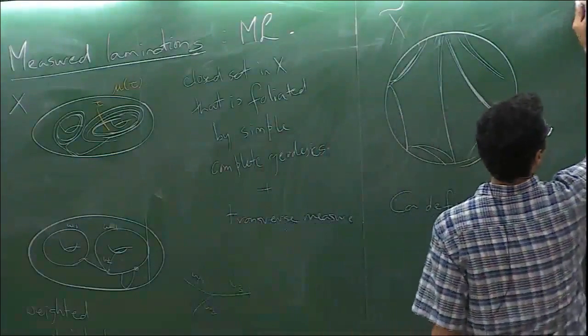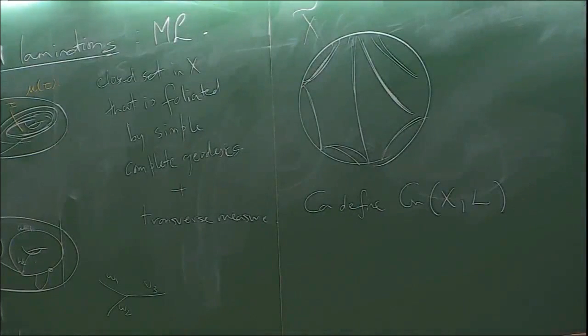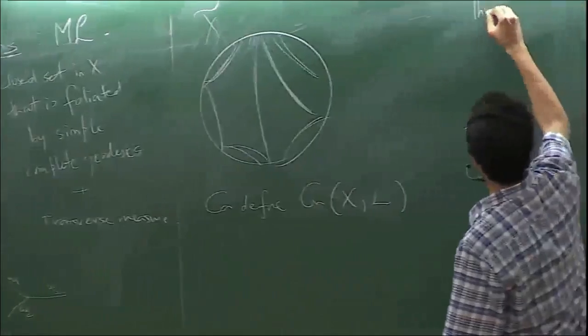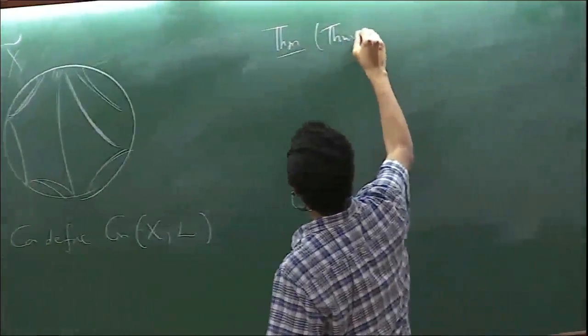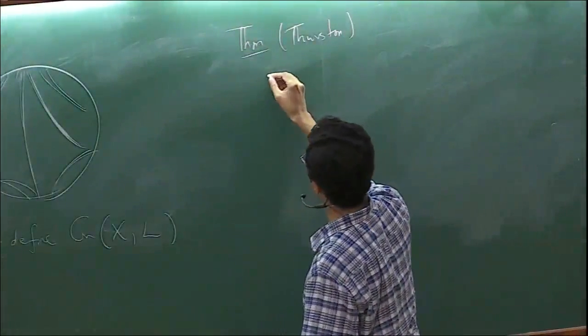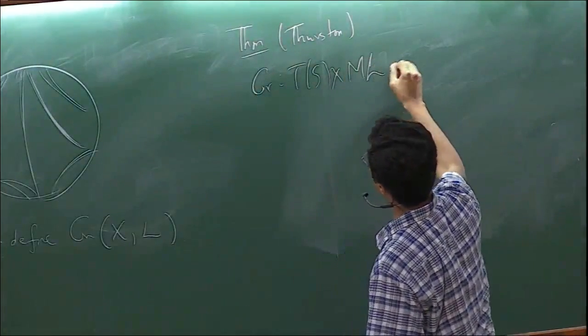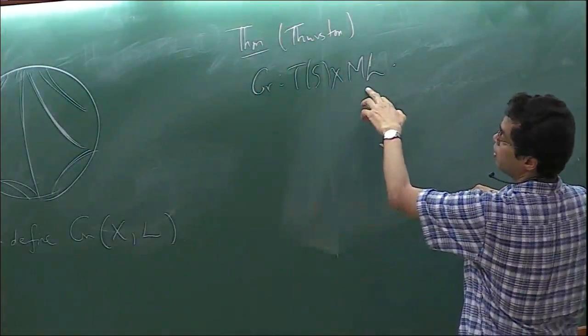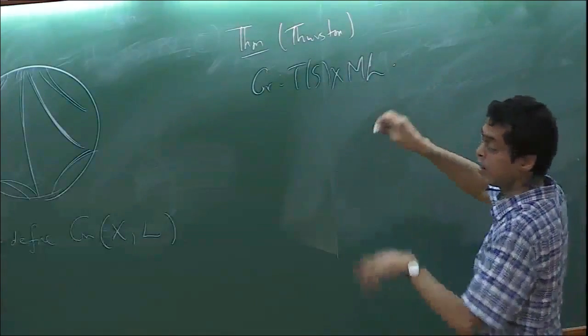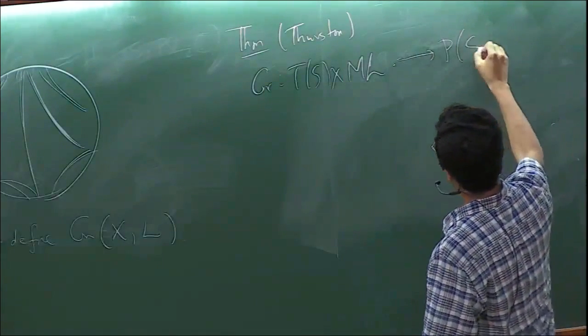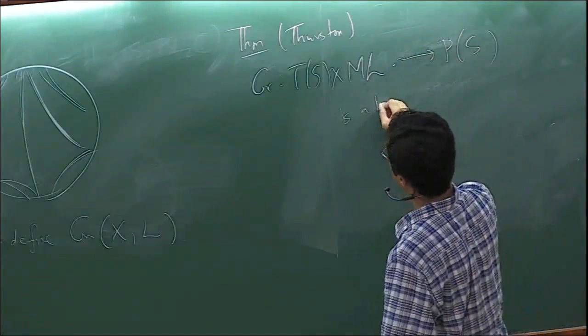And the theorem here, which is what we'll use, due to Thurston, is that this grafting map from Teichmüller space cross ML, so you can choose your Fuchsian structure and your measured lamination and then bend to projective structures, is a homeomorphism.